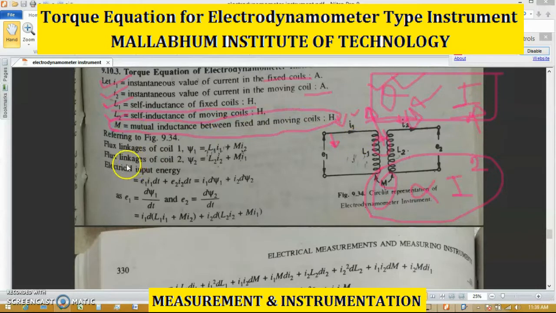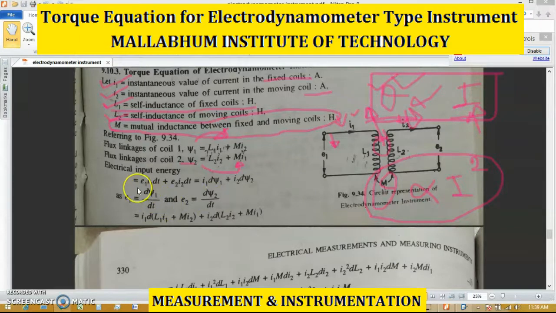Now the flux linkages. Flux is responsible for generation of force, so the flux is important. The flux linkage of coil 1, that is I1, is represented by this equation. This is the basic equation, and the flux linkage for coil 2 is this equation.